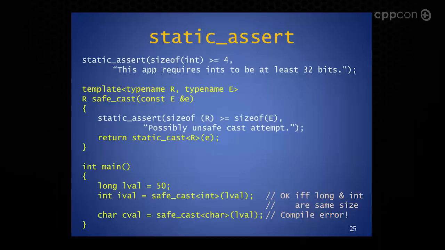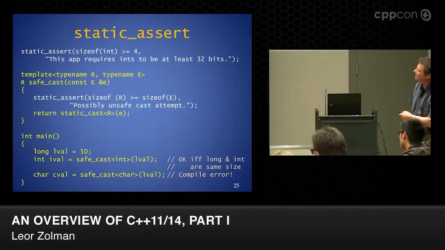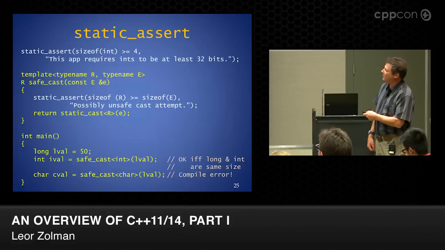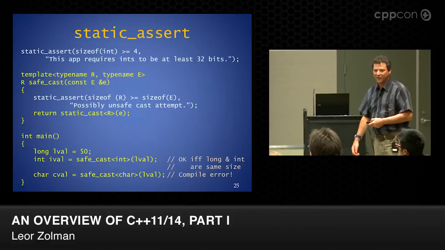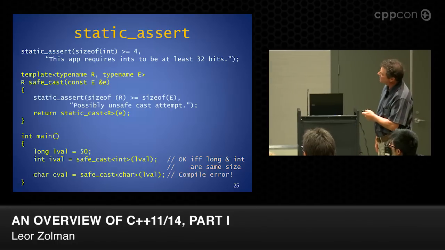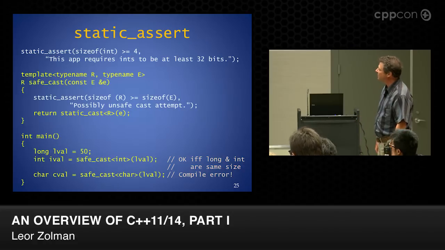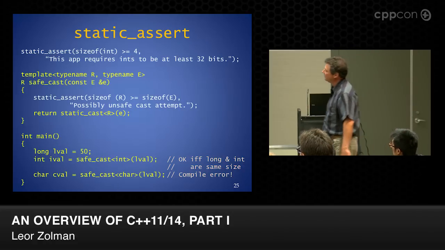So let's look at some useful applications of this, some use cases. Let's say you want your code to only be compiled on 32-bit platforms. You can nip that in the bud by just asserting that the size of an int is at least 4. As long as this is true, it's silent, nothing happens. If this is false, you get an error message with that diagnostic, and compilation is aborted, or linkage is not performed, or whatever.